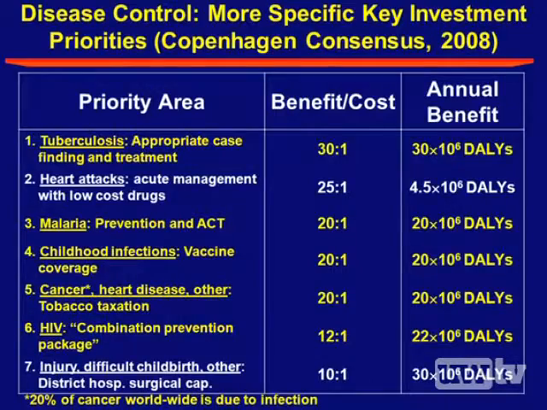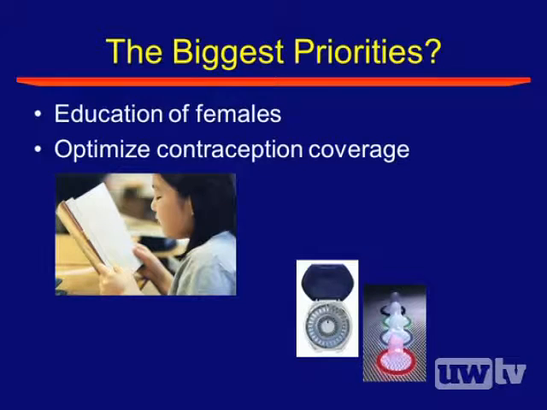And then for HIV, the concept of a combination prevention package. And lastly, the combination of what district hospital surgical capacity deals with: acute injuries, difficult childbirth, and other surgical emergencies. So those are areas that a lot of us are putting a fair amount of thought into and emphasis. But I think the 2 biggest priorities are not listed there, and they are education of women, young females, and optimizing contraceptive coverage would have a huge impact.